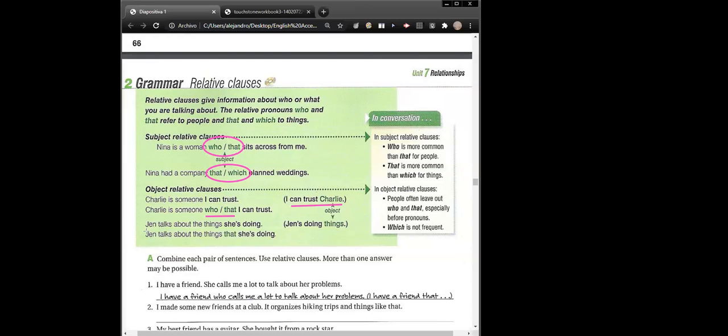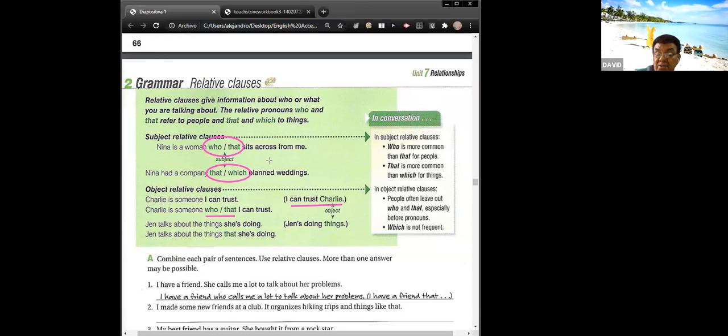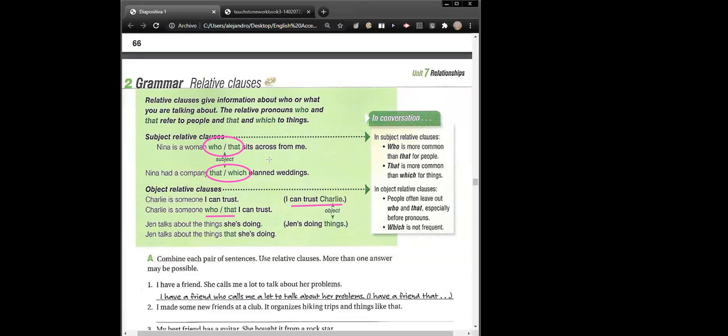Okay. Now, David, Jen. Jen talks about the things she's doing. Or Jen talks about the things that she's doing. So you can put a that, no problem to that, okay? No problem. You can put a that. So Jen's doing things, okay? Now, look at the in conversation, yes? In subject relative clauses, okay? Diana, who, come on. More common than that for people. Continue, please. That's more common than which for things. Okay, so you see, who is more common than that? And that is more common than which for things. So you can use who for people and that for things, but also you can use which. Continue, Diana, please. Subject relative clause.